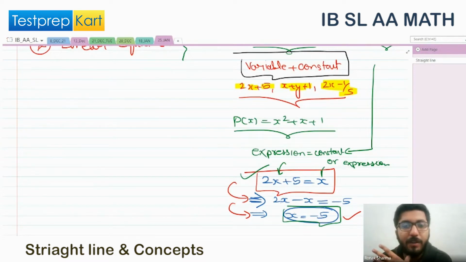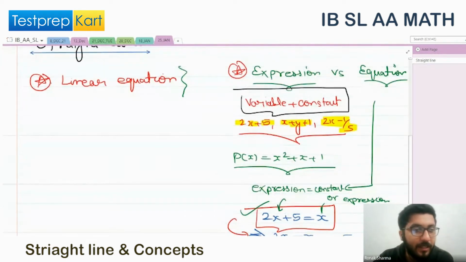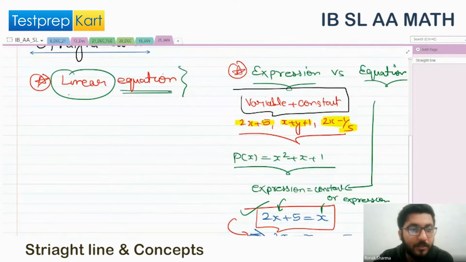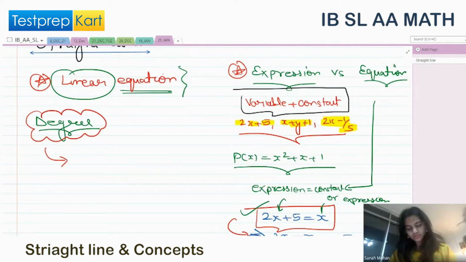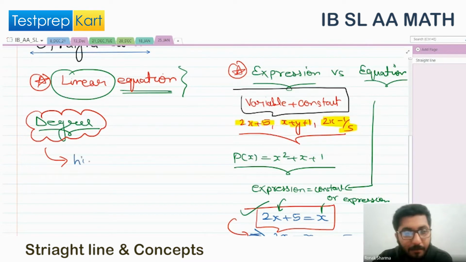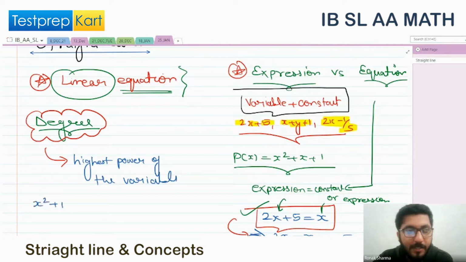In the expression, what we were having was simply an expression. Now let us come to this point. What is linear then? Why are we dealing with linear equation? What does this term mean? For that you need to understand the concept of degree. You know what is degree of any equation or expression? I think so. I'm not sure actually. Okay, degree is the highest power of the variable. Like if I give you x square plus 1, the variable is x only and the power is 2, so the degree will become 2.